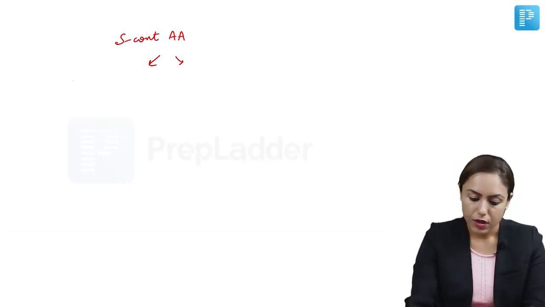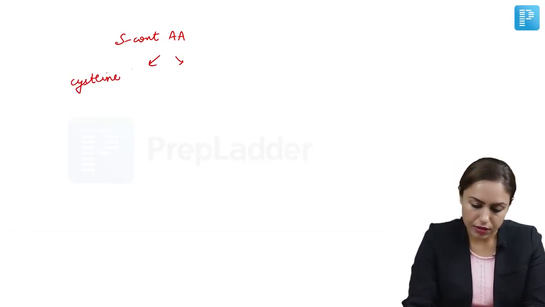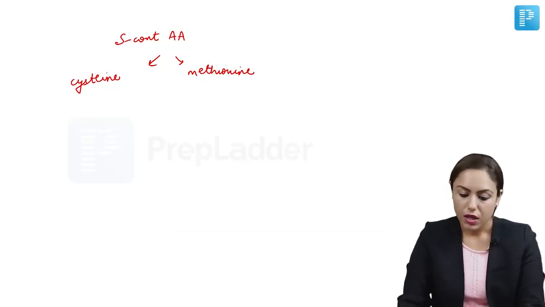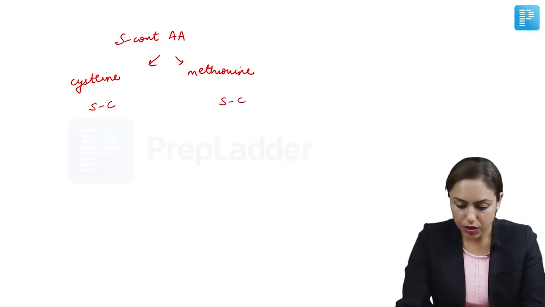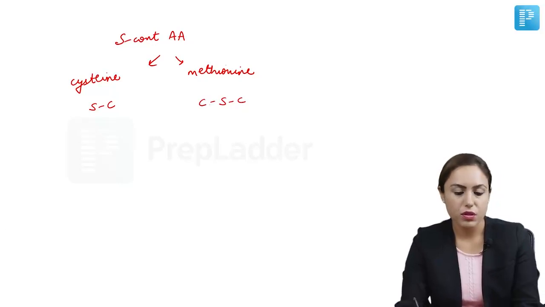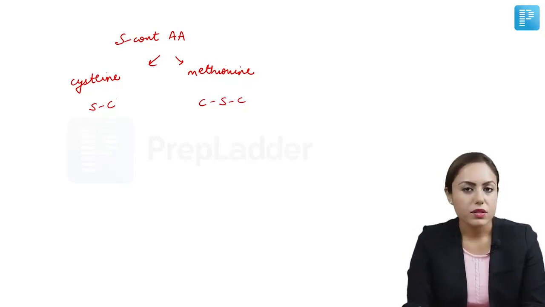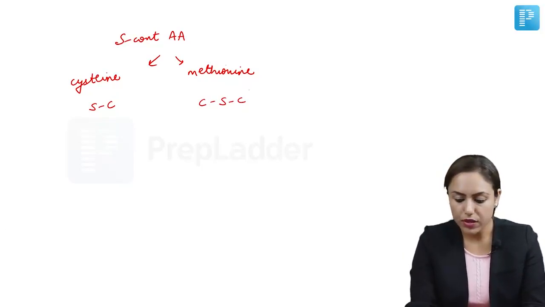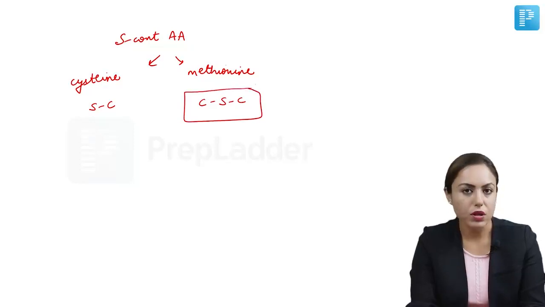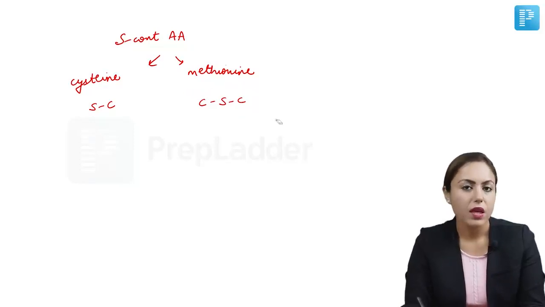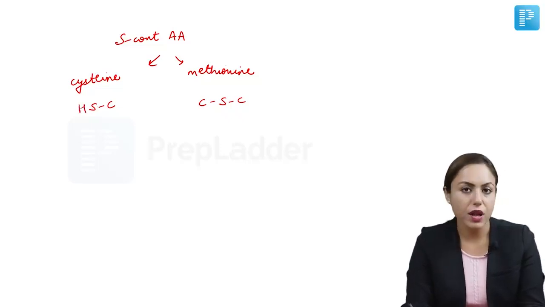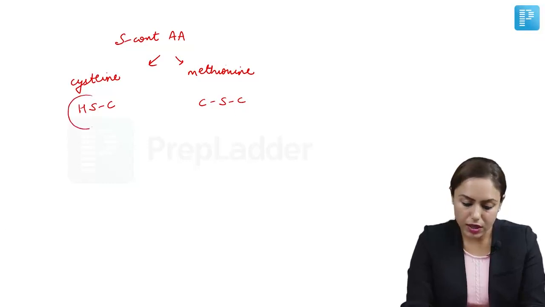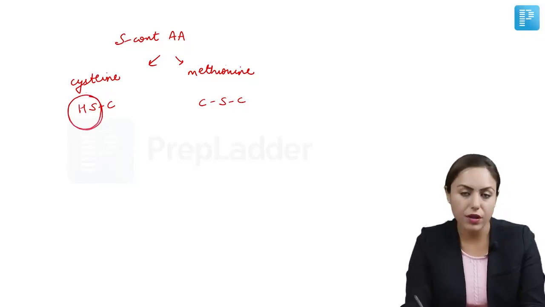We have 2, that is cysteine and methionine. Okay. In cysteine, sulfur is attached to 1 carbon. In methionine, sulfur is attached to 2 carbons. Now, sulfur valency is 2. So, both the valencies are occupied in case of methionine, right? There is no free space. But in case of cysteine, there is 1 valency free. So, hydrogen is attached here. So, that cysteine has this special sulfhydryl group.